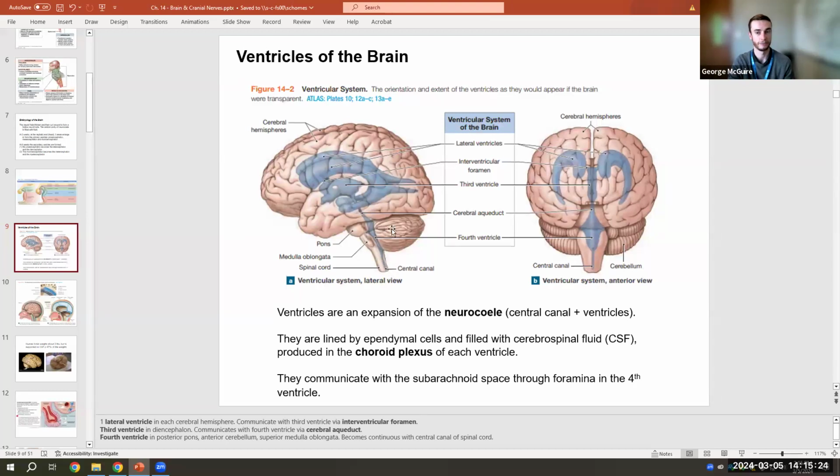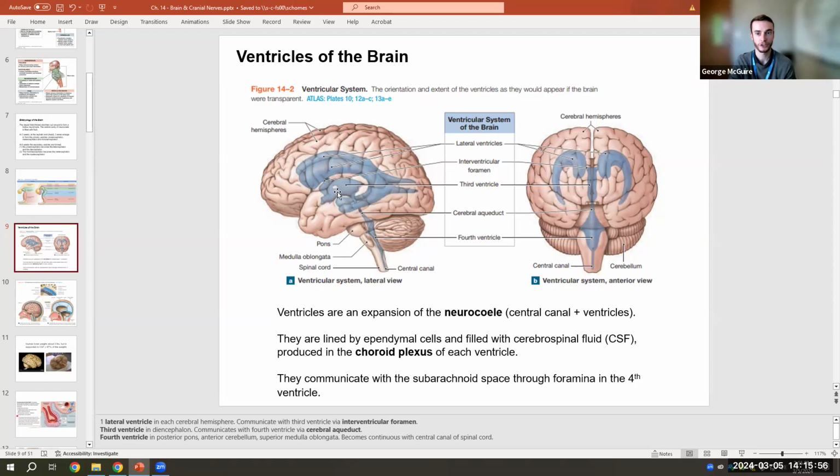Working inferiorly up into the brain, that cerebrospinal fluid would travel up into the fourth ventricle, which is in between the pons, medulla oblongata, and cerebellum, this whole inferior portion of the brainstem. There is then a tiny channel called the cerebral aqueduct, which connects the fourth to the third ventricle, which you would find around your diencephalon, so around your thalamus and hypothalamus.